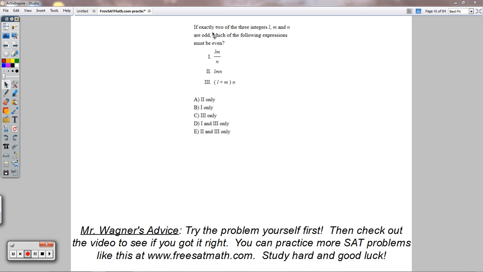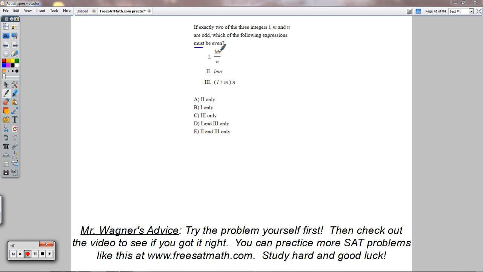It says if exactly two of the three integers L, M, and N are odd, which of the following expressions must be even? This is an important word to consider here. It's got to be even, must be even. So if I can show just one counterexample for any of these expressions, I've proven that it doesn't have to be even. So let's try number one there, LM divided by N.